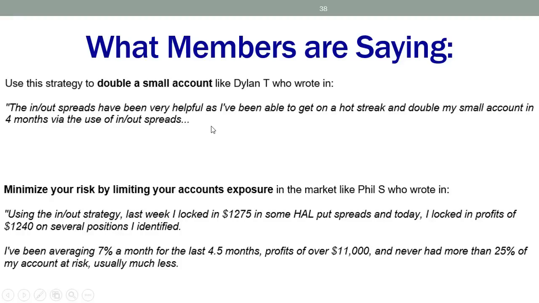It's just about consistency. The next one I love: minimize your risk by limiting your account's exposure in the market. Like Phil S. He wrote in, using the in-out strategy, last week I locked in $1,275, in some Halliburton put spreads, and today I locked in profits of $1,240 on several positions I identified. I've been averaging 7% a month for the last 4.5 months, profits of over $11,000, and never had more than 25% of my account at risk, usually much less.